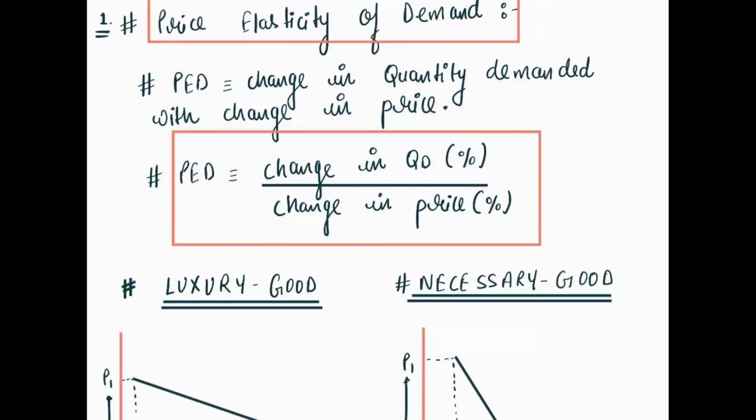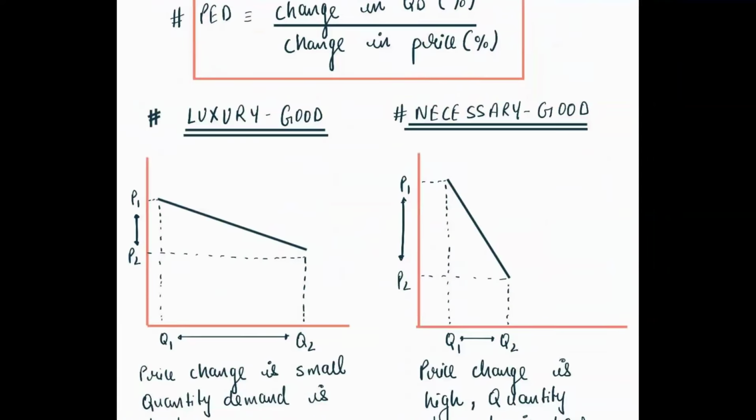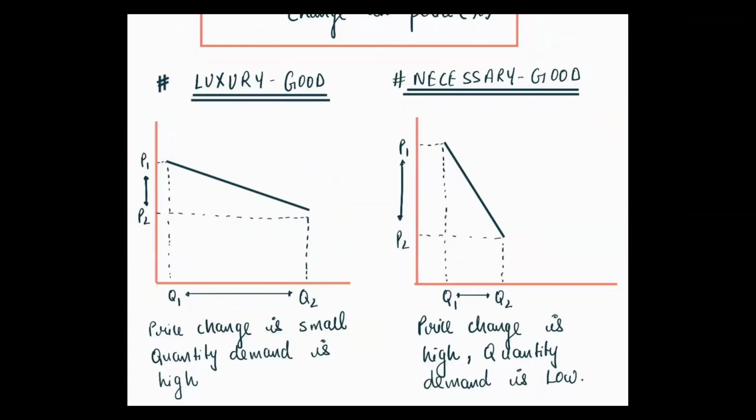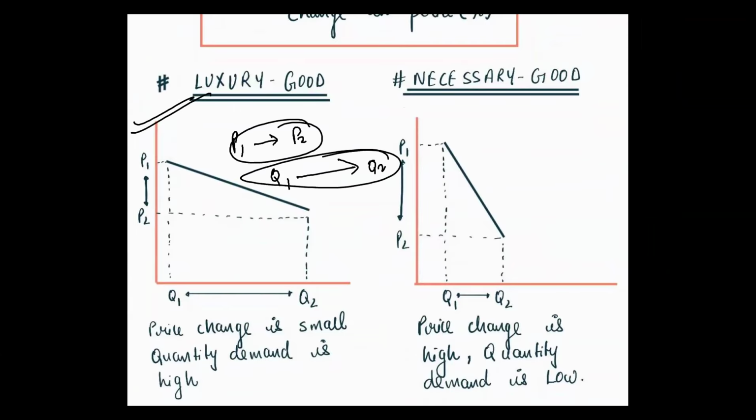Now we will try to understand luxury goods and necessary goods. I have told you that on the basis of slope there were two goods: luxury goods and necessary goods. We took the example of the Big Billion Day iPhone, in which the price was not changing that much, but the quantity demanded was changing very much. In Big Billion Day, iPhone sales become very high, but there is not that much change in price.